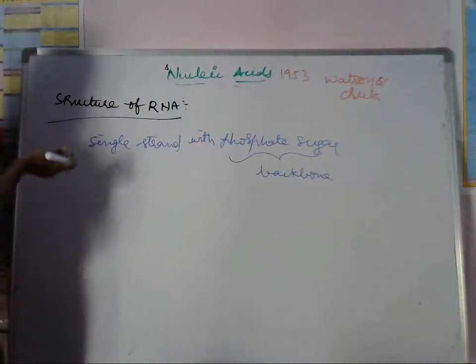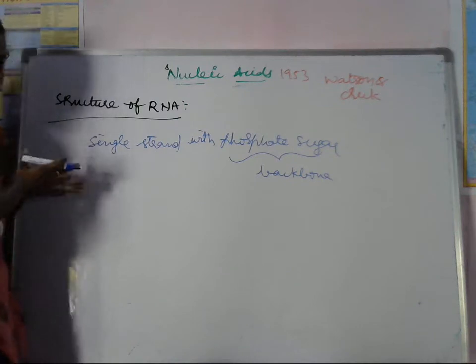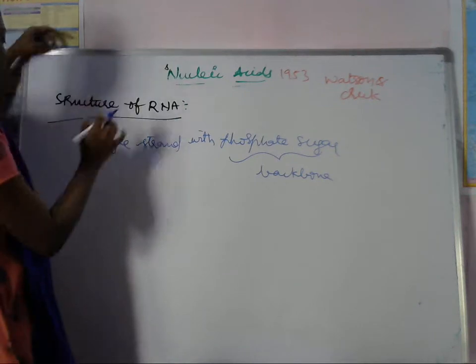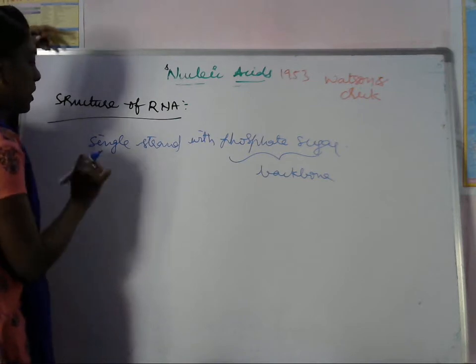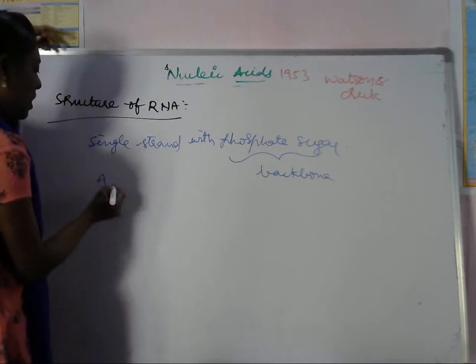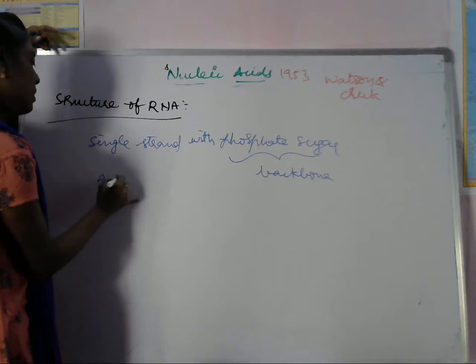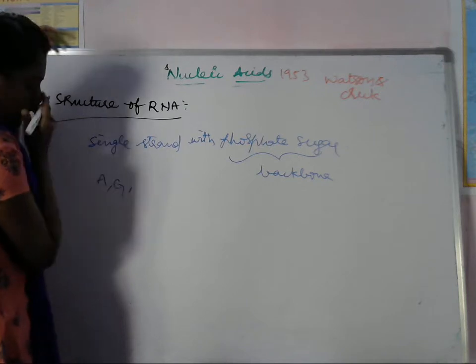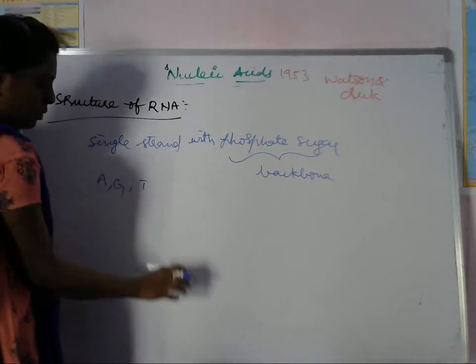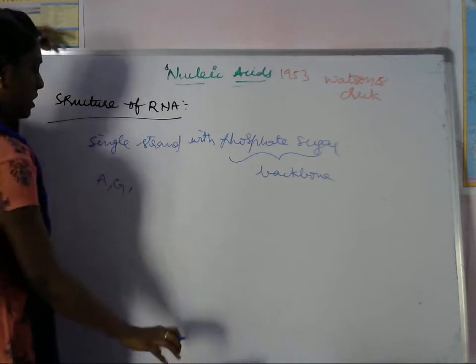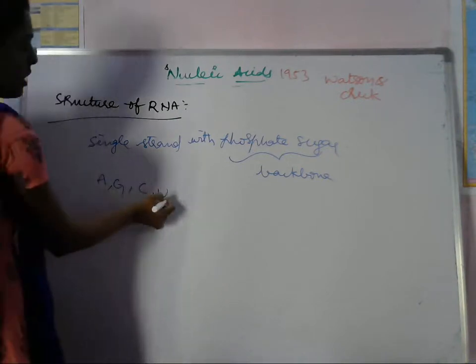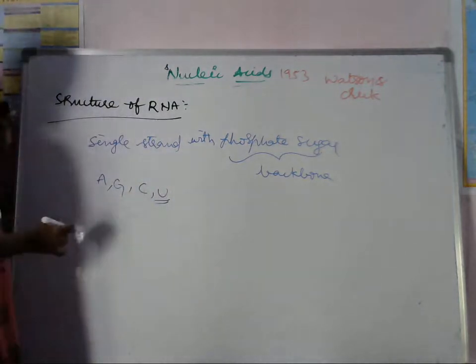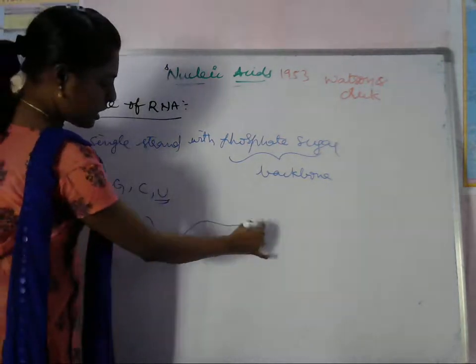Here also the same nitrogen bases are present, the only difference is there is no thymine. In the place of thymine, uracil is present. So adenine, guanine, cytosine and uracil. Uracil is present in the place of thymine. So here it has only a single strand.